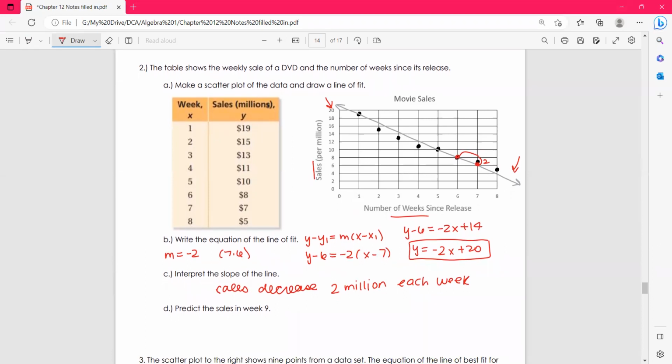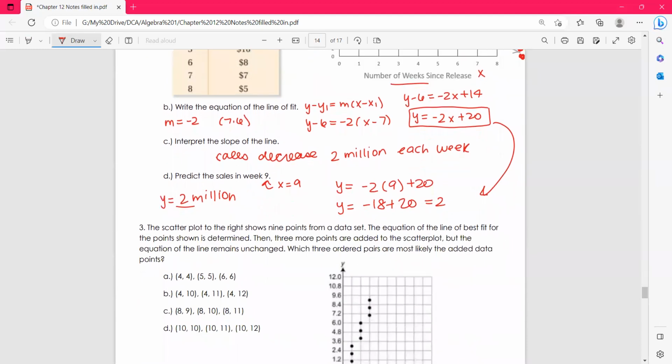Predict the sales in week 9. So if week 9, I look at my graph, this is the x value. So this x equals 9, and I'm trying to find the y value. We're going to use our equation. Y equals, because I'm trying to find the y value, -2 times 9 plus 20. Y equals -18 plus 20. We get 2 million sales by week 9. So, and that makes sense. If you look over here, by week 9, we'll get about to 2 on that trend line. Okay?